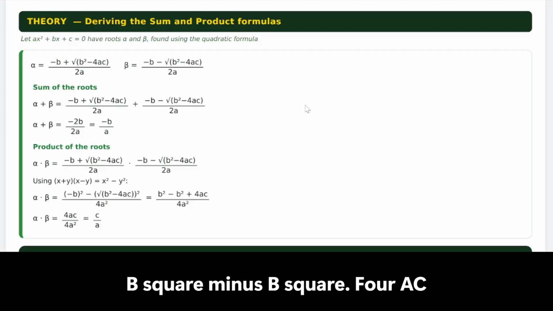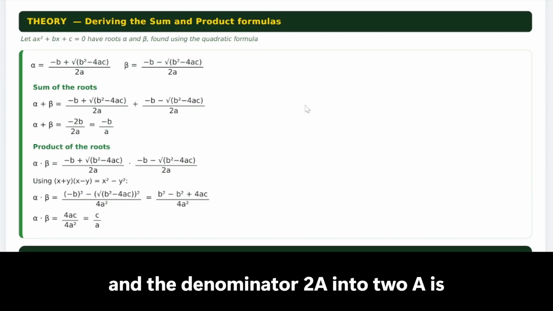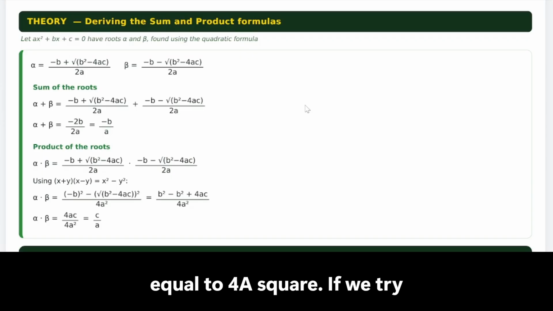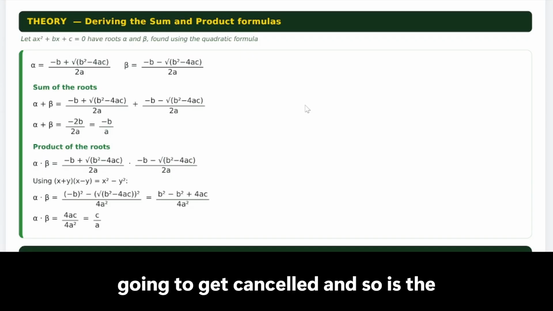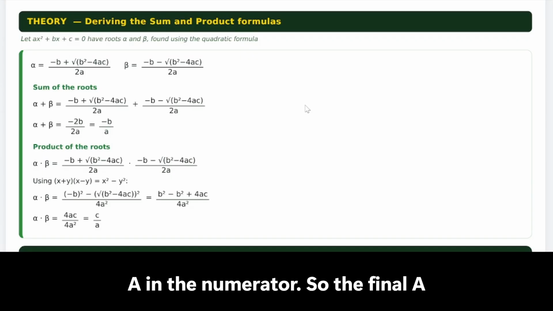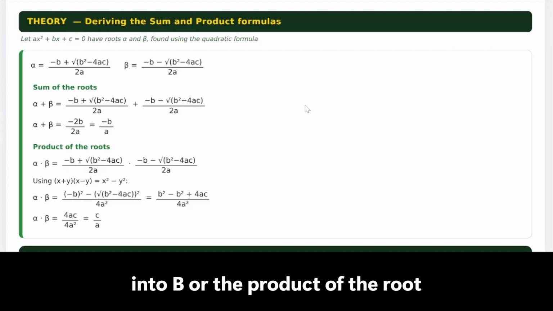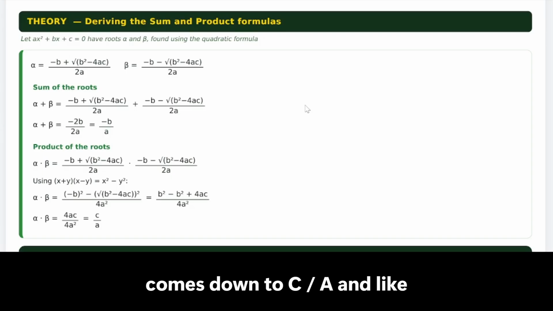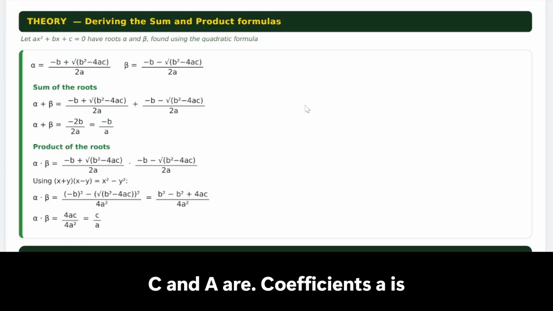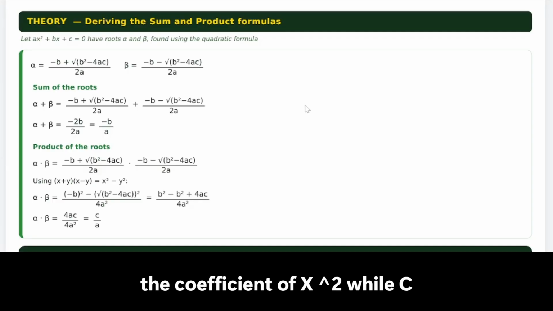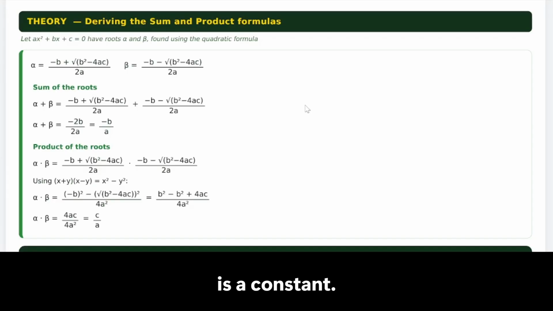That is equal to b square minus b square plus 4ac. And the denominator 2a into 2a is equal to 4a square. B square minus b square is just equal to 0. So 4ac divided by 4a square. The 4 is going to get cancelled and so is the a in the numerator. So the final alpha into beta, or the product of the roots, comes down to c over a. And like we discussed, for the sum of the roots, c and a are the coefficients. A is the coefficient of x squared while c is a constant.